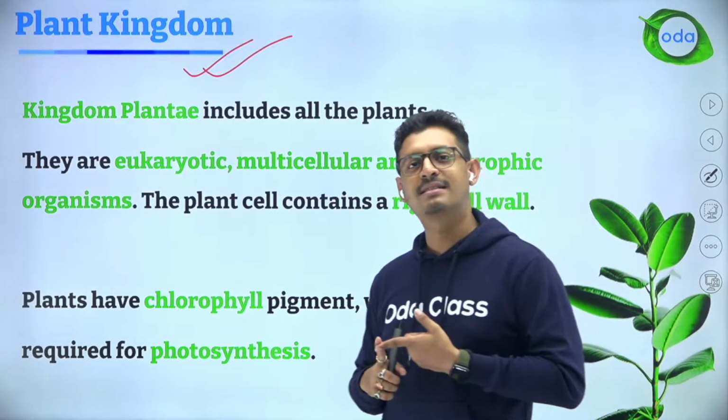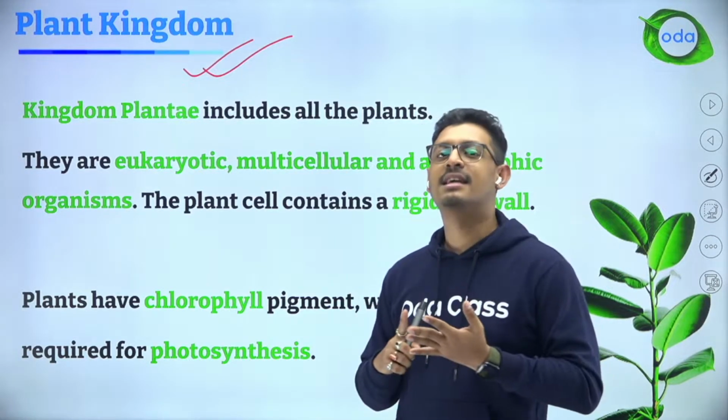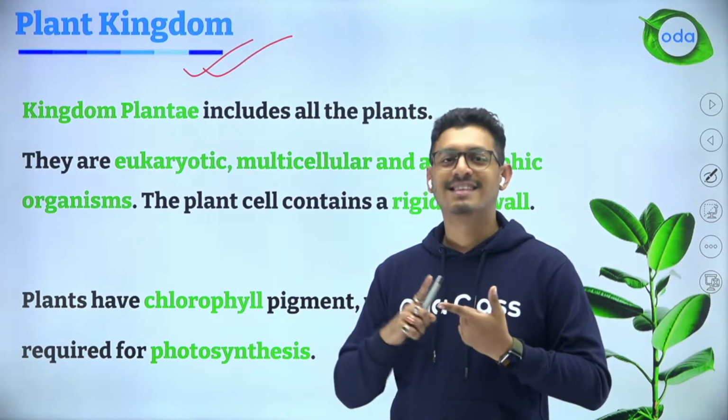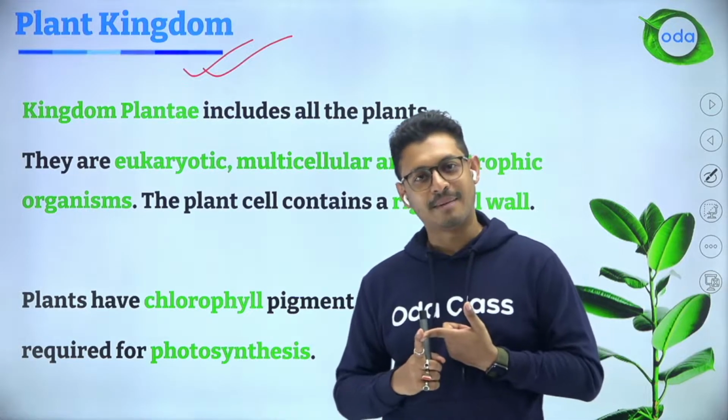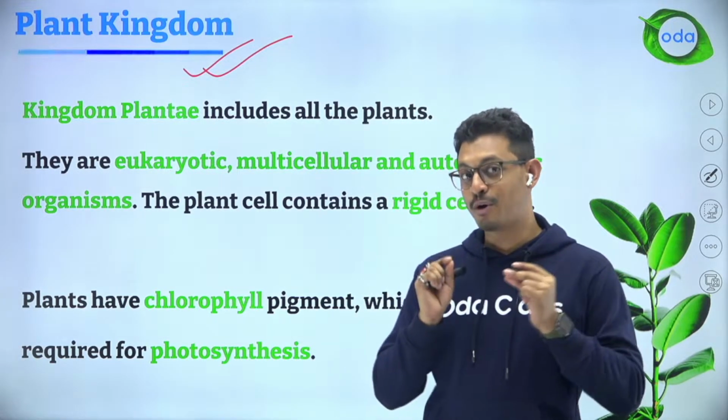Okay. So plants follow every other rule of a living organism. They are made up of cells. They grow, they die, they reproduce, they excrete, they need food and nutrition, and they show metabolism as well. Also, they respond to stimuli.